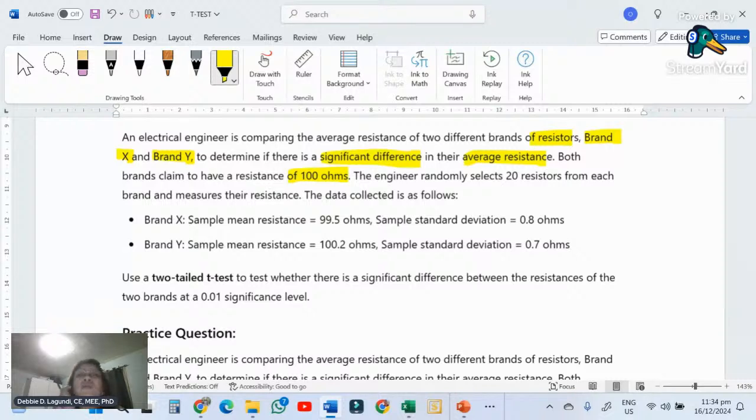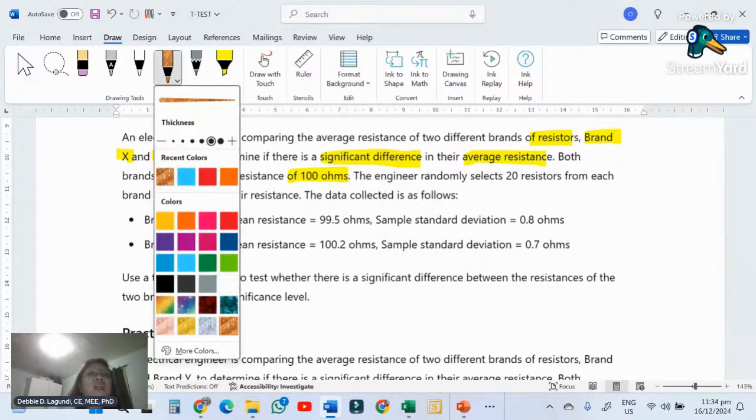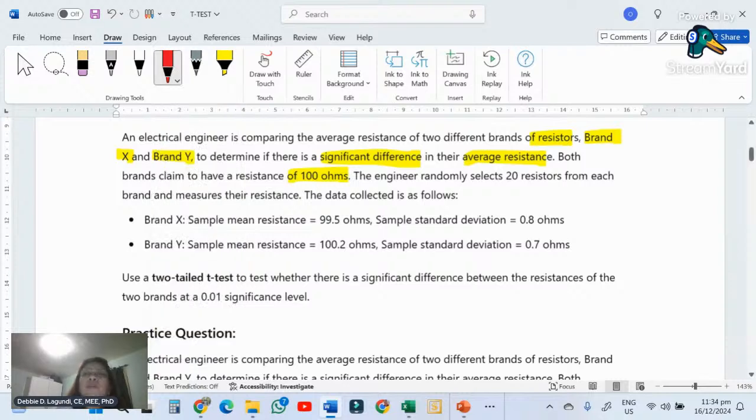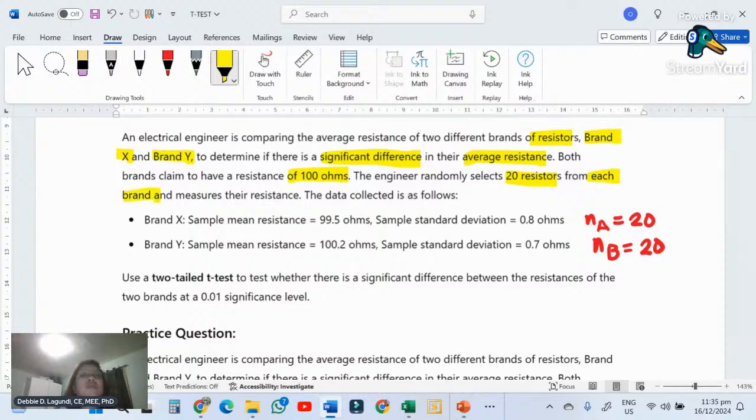The engineer randomly selects 20 resistors from each brand, so your n for A will be 20 and n for B will be 20 as well, because it says 20 resistors in each brand, and measures their resistance. The data collected is as follows.